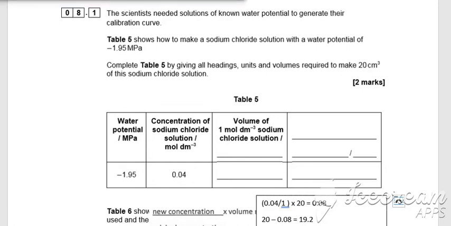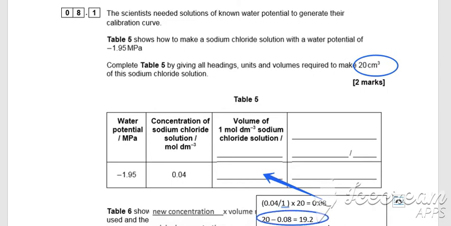So once we've calculated 0.04 divided by 1 times 20, we would get our answer of 0.08. So that is the volume of sodium chloride that we should be adding. We now need to know how much water we should be adding, and because our total volume should reach 20, we need to calculate 20 minus 0.08, which would give us 19.2, which would be how much water is going to be added.